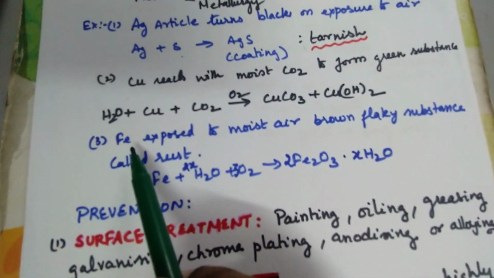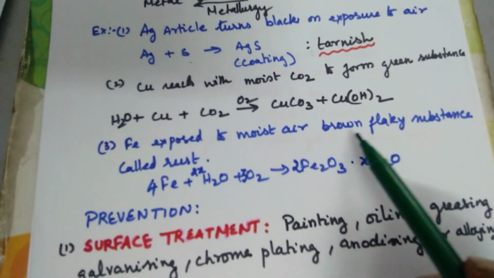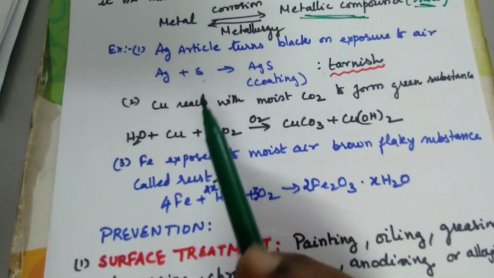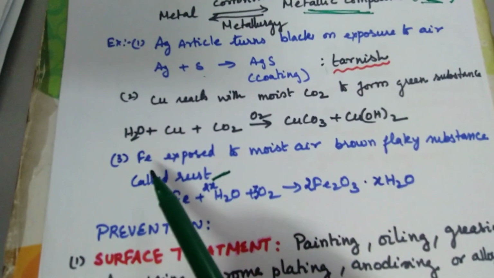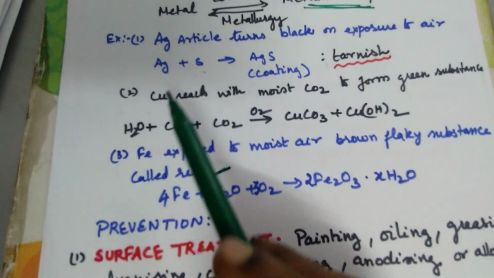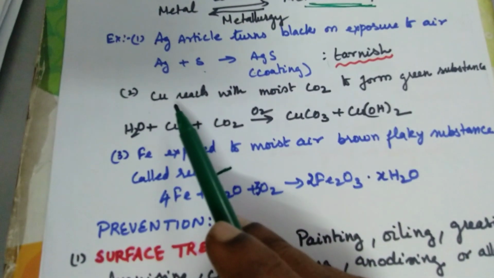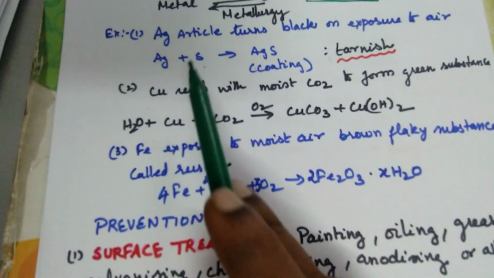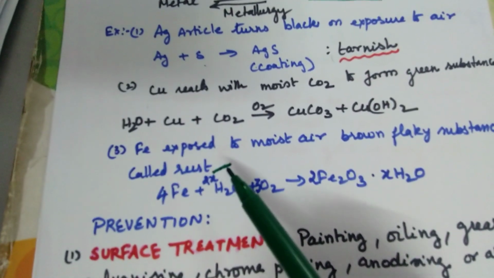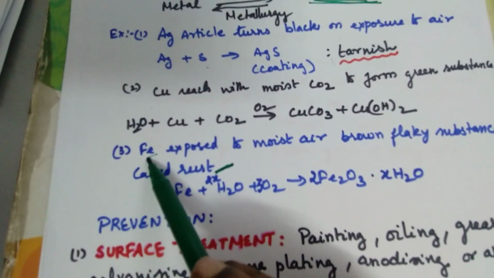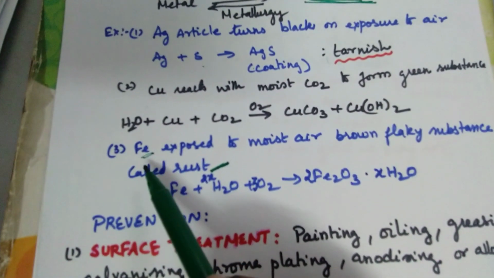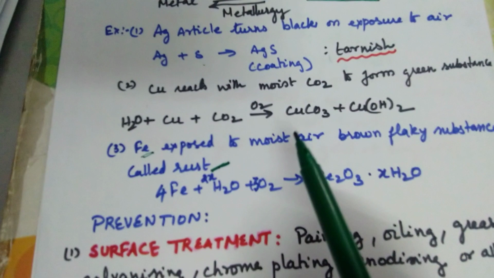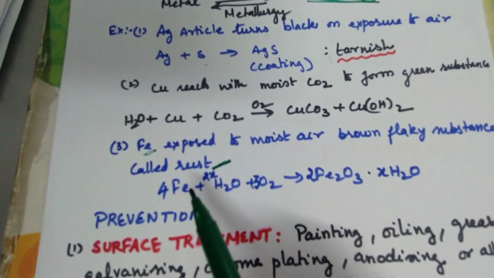Then when iron is exposed to moist air, a brown flaky substance called rust is formed. This is the metal which is more bothering. Compared to silver and copper, iron is less noble. The other two are more noble, and their reaction is very slow. But compared to noble metals, iron is rusting faster, and iron is available in abundance. We use iron in all engineering aspects because it has very high strength, and it is found to undergo rusting. We'll see what rusting is.